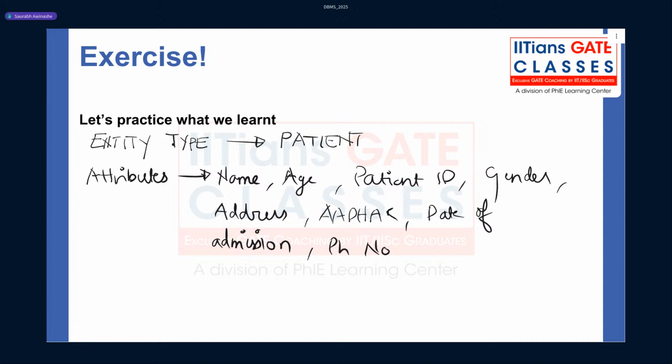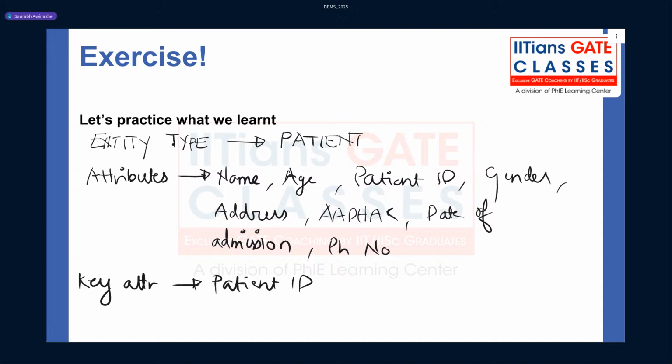Okay. So what do you think would be the key attribute? Okay, patient ID can be the key attribute. Good. What do you think a name would be? Is name a composite attribute, simple, single valued? Okay, it is composite, right?